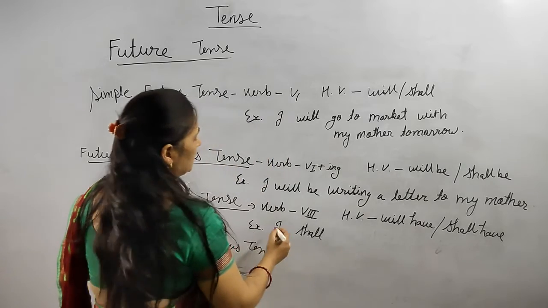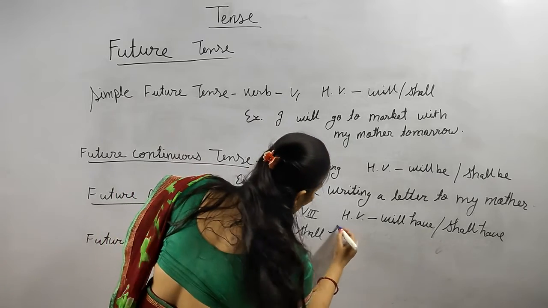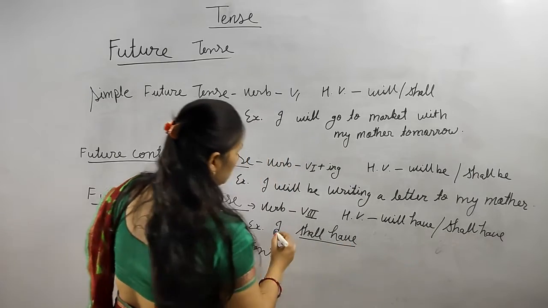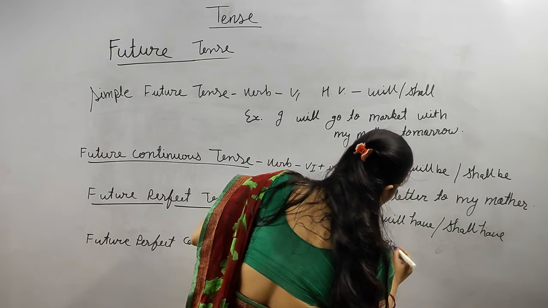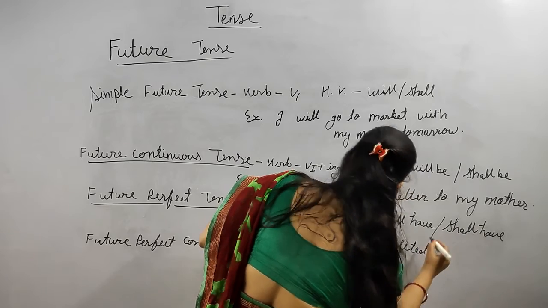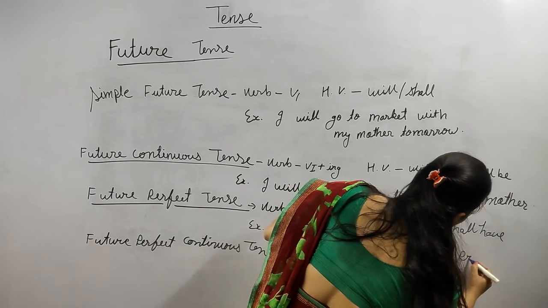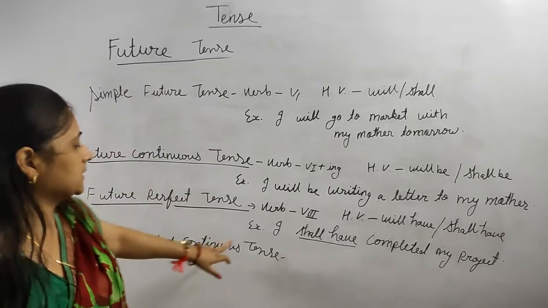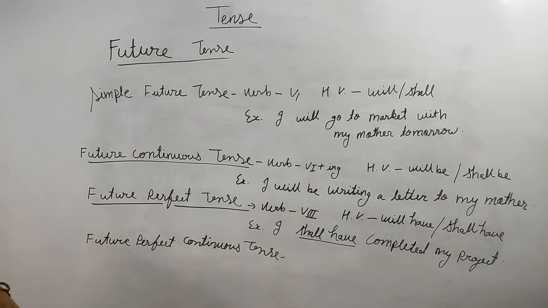Usually we will use shall with I. No criteria of that. You can use shall or will. So we shall have. I shall have completed my project. I shall have completed my project. It was the explanation of the future perfect tense.